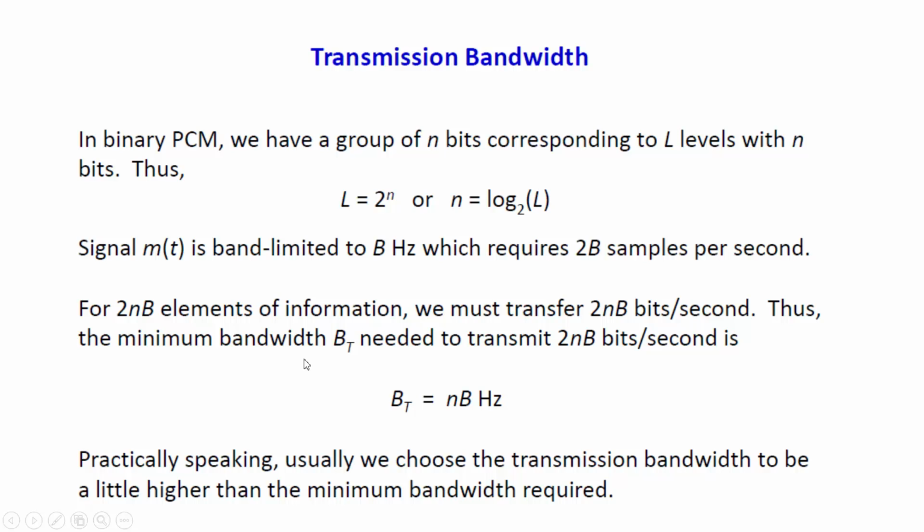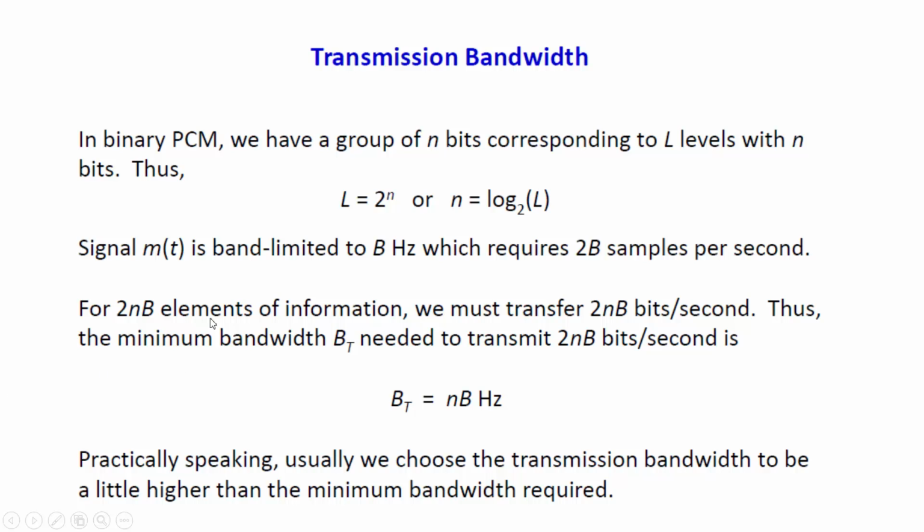That's the minimum bandwidth BT needed to transmit. The minimum bandwidth needed to transmit 2nB bits per second is nB. This BT is the minimum bandwidth. That's the finding of Nyquist, and that's what explains the Nyquist sampling theorem. Actually, the sampling theorem is the result of a reverse discovery that he has made.